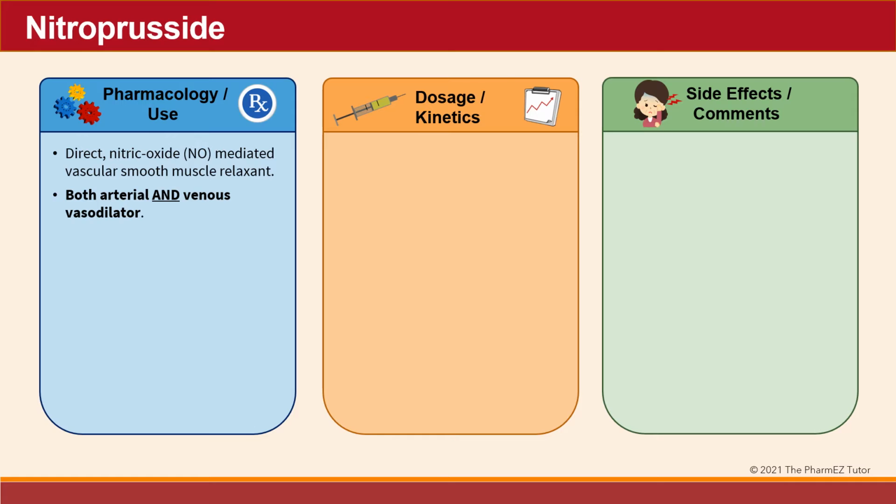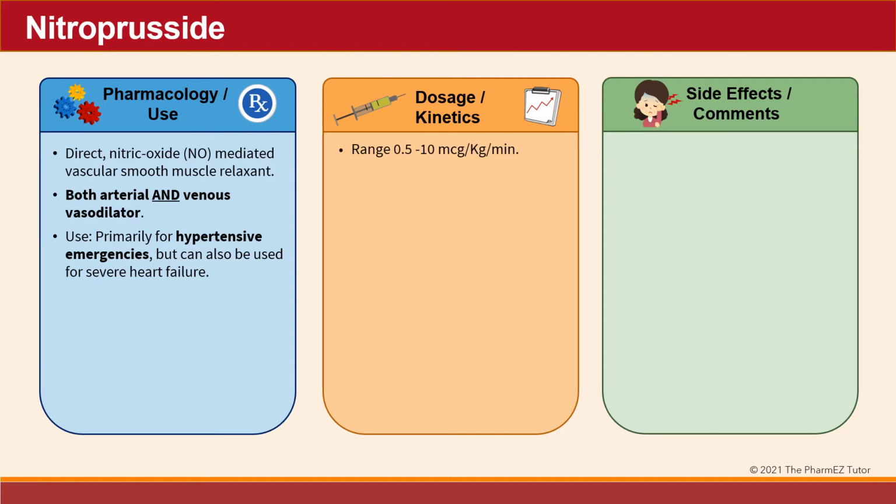Nitroprusside is both an arterial and venous vasodilator. Its use is primarily for hypertensive emergencies, but it can also be used for severe heart failure. The dose ranges from 0.5 to 10 micrograms per kilogram per minute. It has a very rapid onset in seconds, very potent, short-acting, the duration of action about 1 to 3 minutes, and is easily titratable.